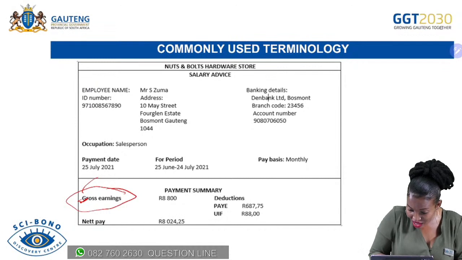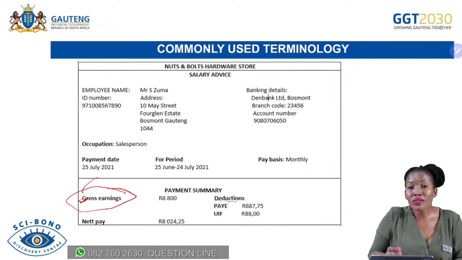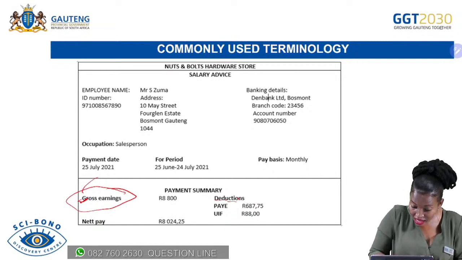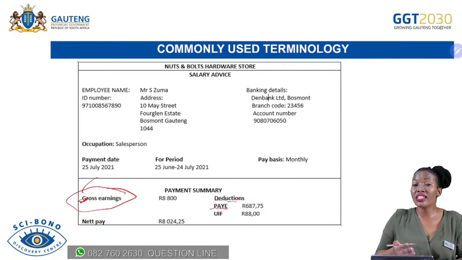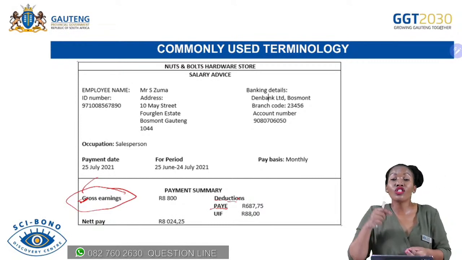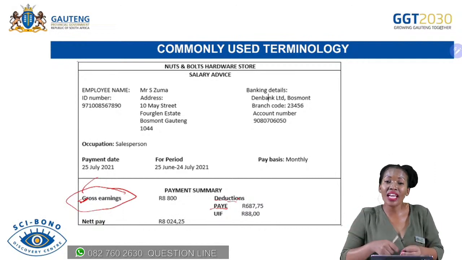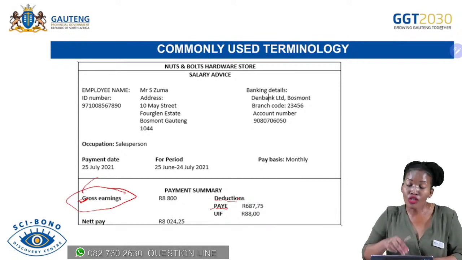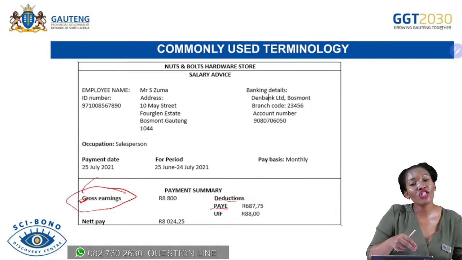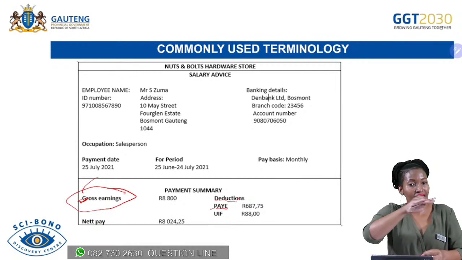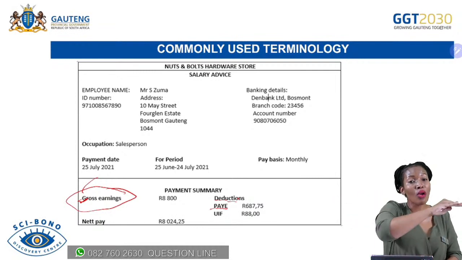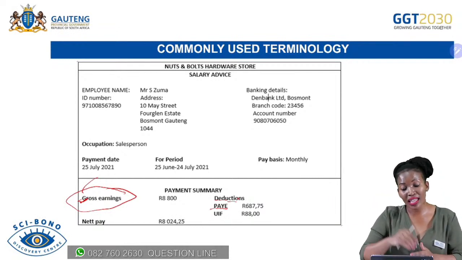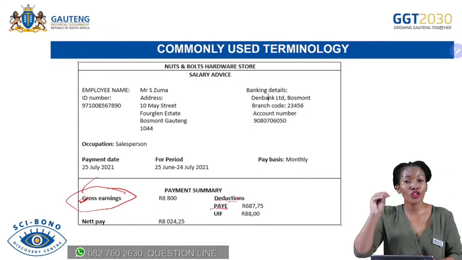And then we have deductions. What are your deductions? It's all the amounts that are taken out from your gross salary. The perfect example here is your PAYE. Remember last week we said what is PAYE? It is the tax that you contribute. It is pay as you earn. It's called pay as you earn because the tax that you contribute depends on how much you are earning. There is no standard amount for income tax. It depends on how much you earn as an individual. That is why it's referred to as pay as you earn.